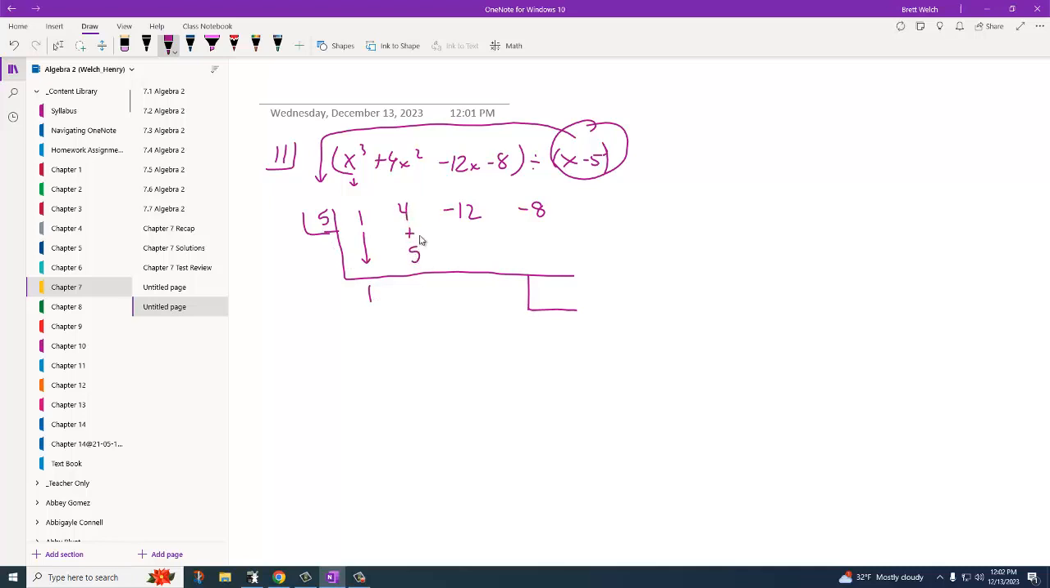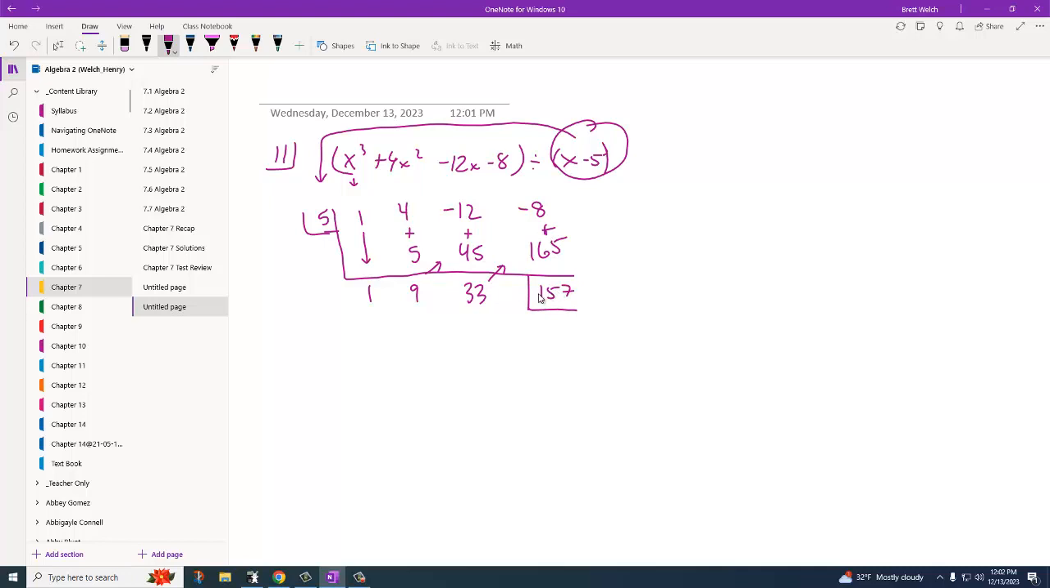4 plus 5 is 9. 5 times 9 is 45. -12 plus 45 makes 33. And 5 times 33, I want to make sure I get this right, is 165. If I add the -8, I'm going to get 157. All right.